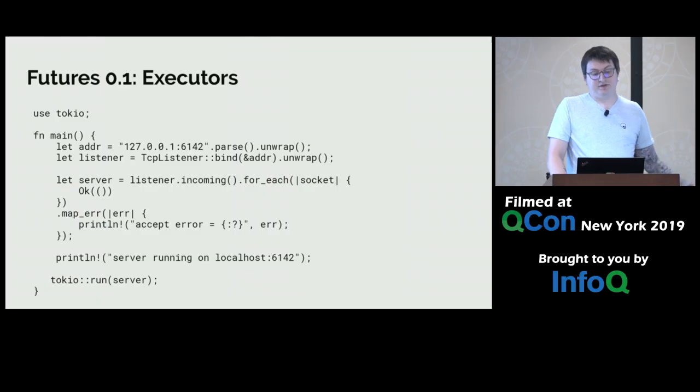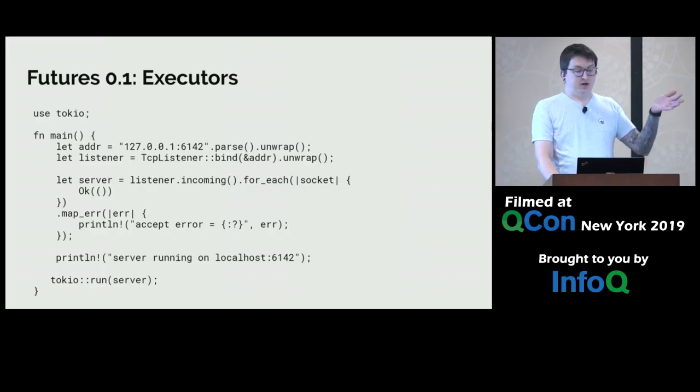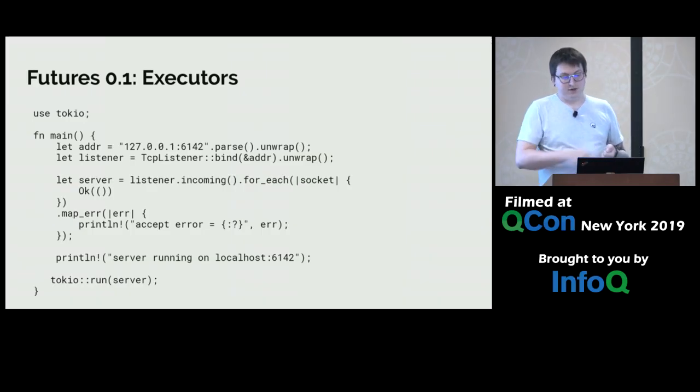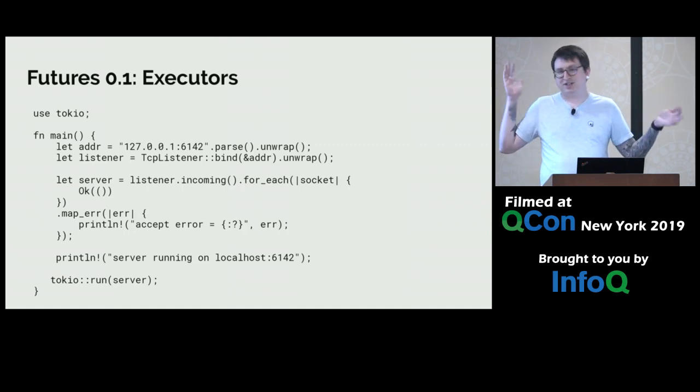So here's an example of using futures 0.1. This is using a package called Tokio, which is an executor that exists. So you have an IP address, and you create a listener, and then listener.incoming is a thing that returns a sequence of futures in a row. On each of those, you do nothing, and then if there's an error, you print it out. So this just doesn't do anything, but just accepts connections.